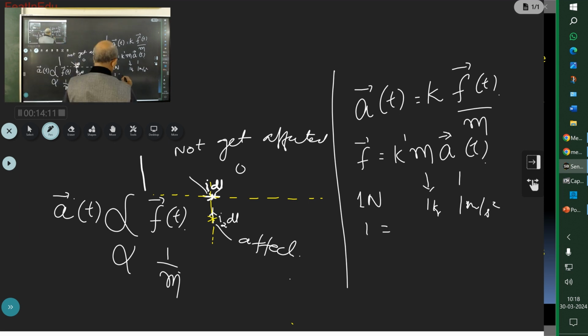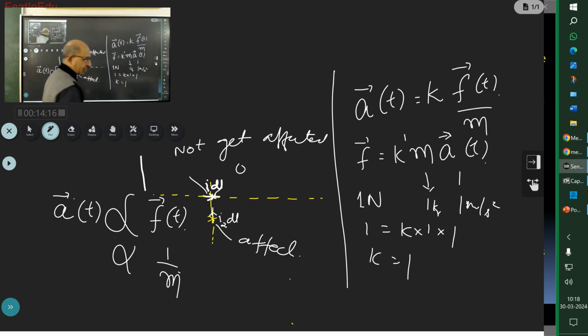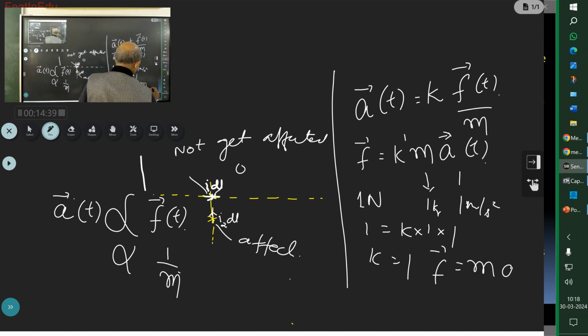So 1 is equal to k into 1 into 1. That means k is equal to 1. So if you have chosen all the quantities in SI system or CGS system or whatever system of units, then the value of k becomes 1. Then if you use this equation with all the quantities in SI system, you can write it as F bar is equal to m into a bar.